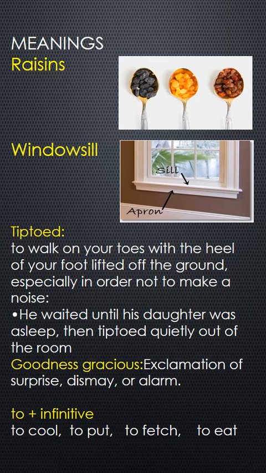First is raisins. Children, if you get the photo, it's better to stick it in your notebook. Raisins, you already know. This comes in dry fruit, and you find it especially in cakes, like Christmas cakes. Now, windowsill. As you can see in the picture, what is a windowsill?